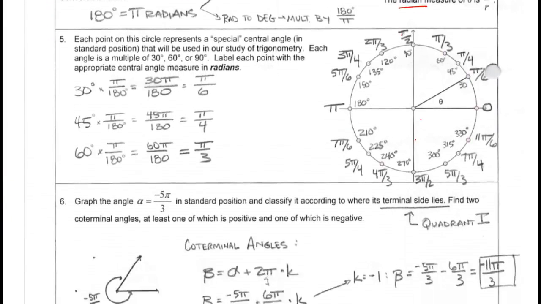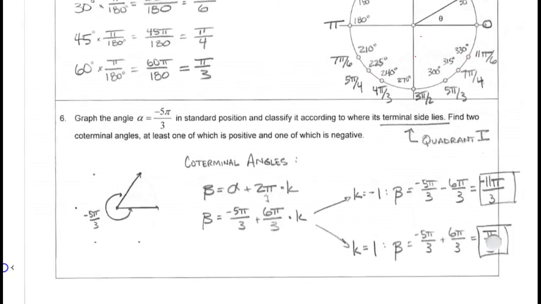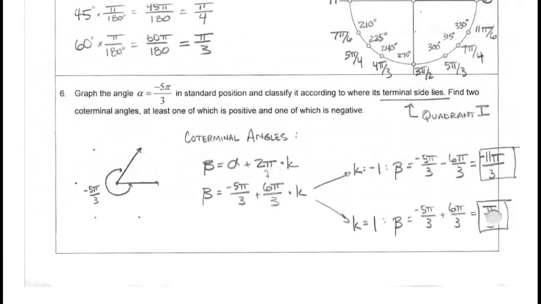And in example 5, you'll see that I've identified some key points on this circle. These represent special central angles, and we've talked about these in class. We have pi over 6, pi over 4, pi over 3, pi over 2, and then there are multiples the rest of the way around the circle. In example 6, I've looked at an angle alpha of -5 pi over 3 and asked you to come up with a couple equivalent angles to that. This one looks like it got chopped off by my hole punch.